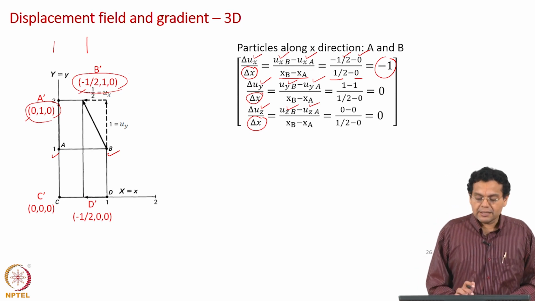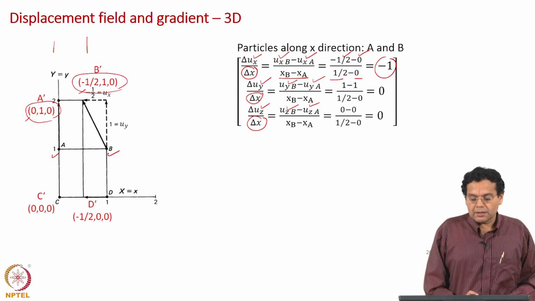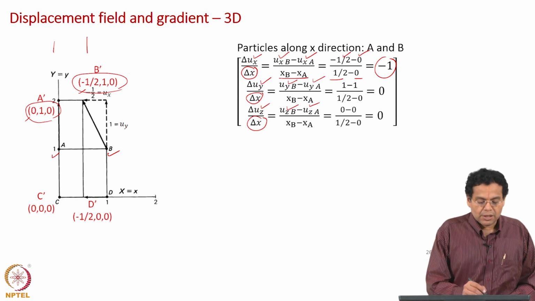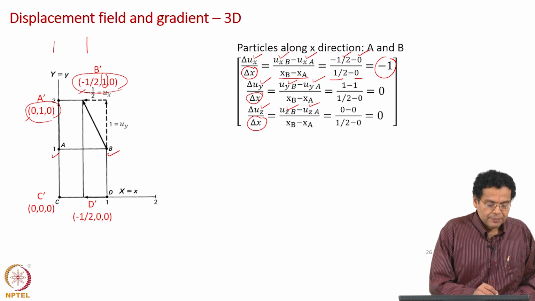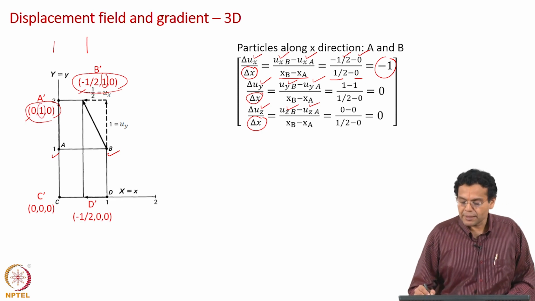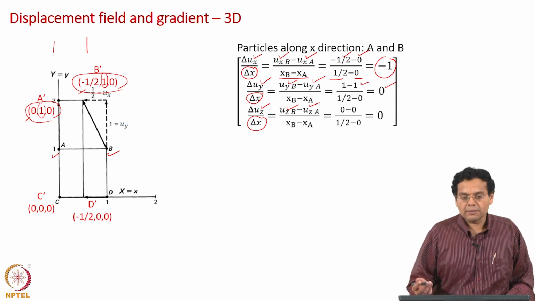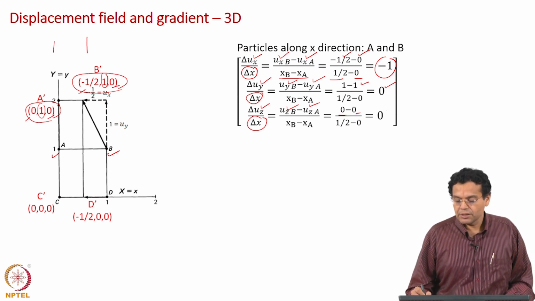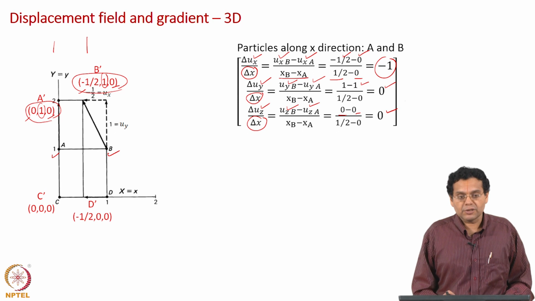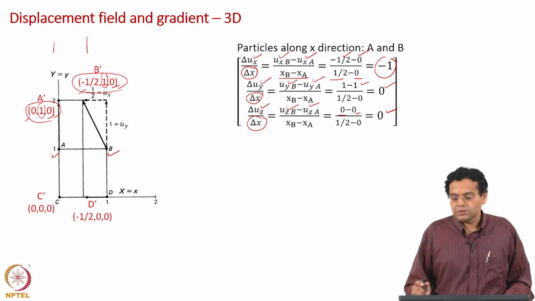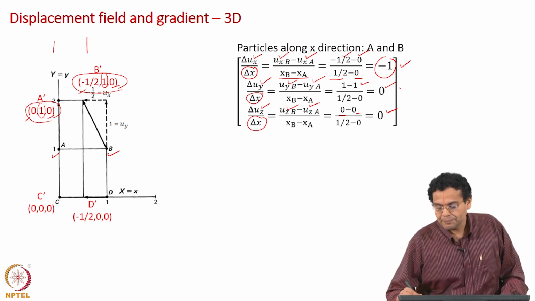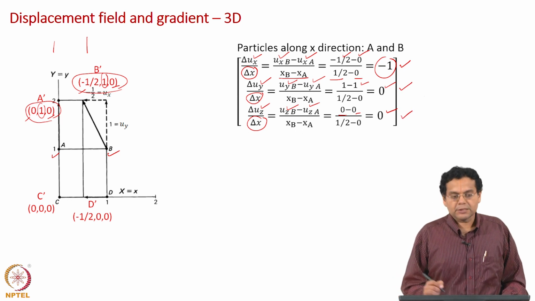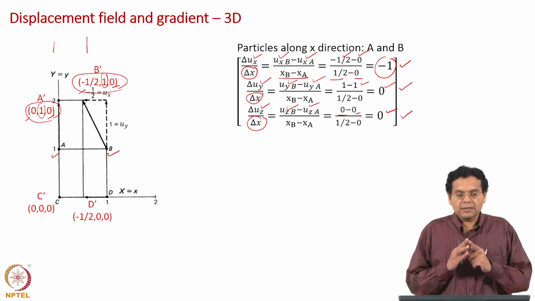Now, if you take difference in displacement along y axis, for B dash it is 1 and A dash also it is 1. So, 1 minus 1, so it is 0, denominator is same, of course does not matter anyway. And what about displacement in the z direction? It is 0 for both of them, and so 0 minus 0, and denominator is still of course half minus 0 giving you 0. So, these are the entries minus 1, 0 and 0 corresponding to particles along x axis.